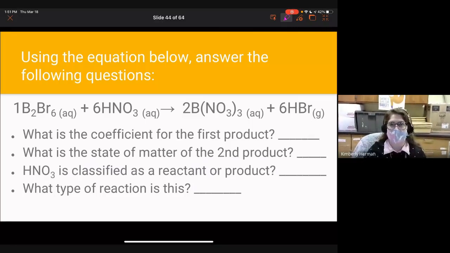Okay, so now we're talking about chemical reactions with our test prep. So if we look at the equation given, it asks us what is the coefficient. So remember, coefficients are going to be those front numbers. So 1, 6, 2, and 6 for the first product.